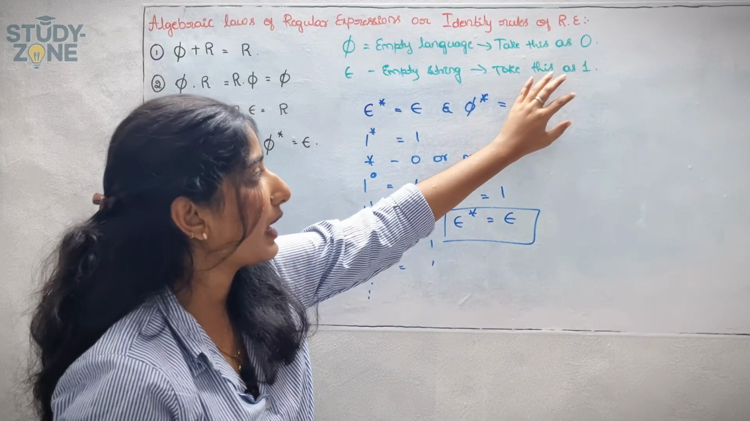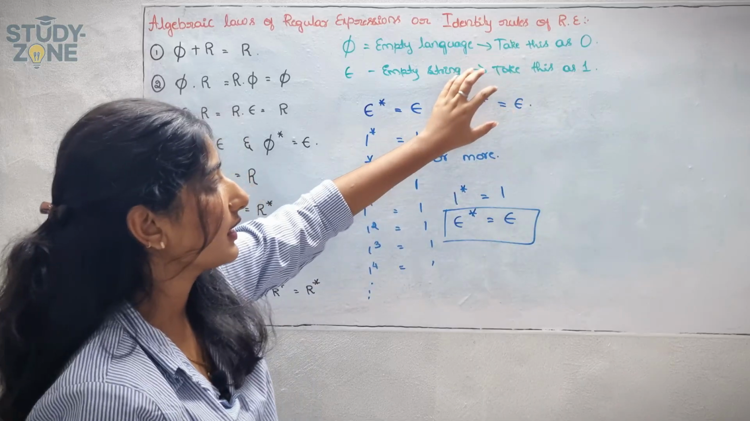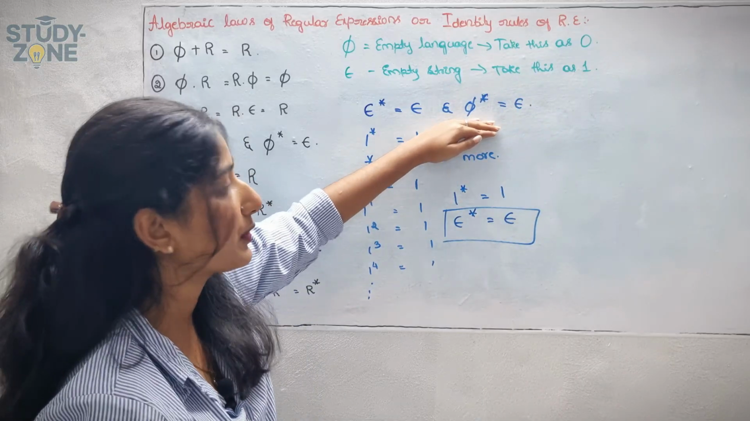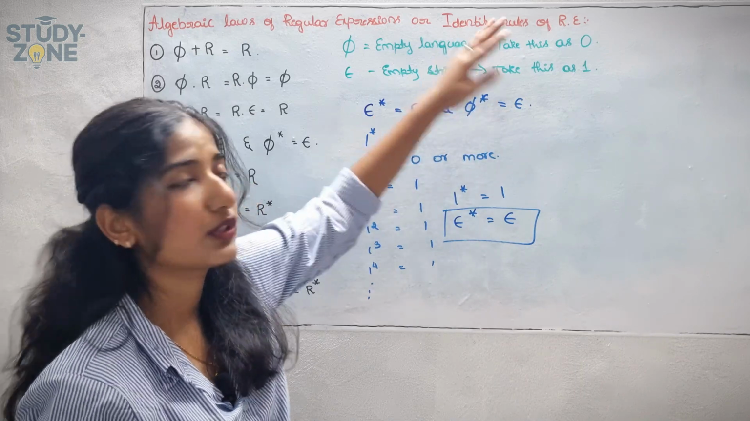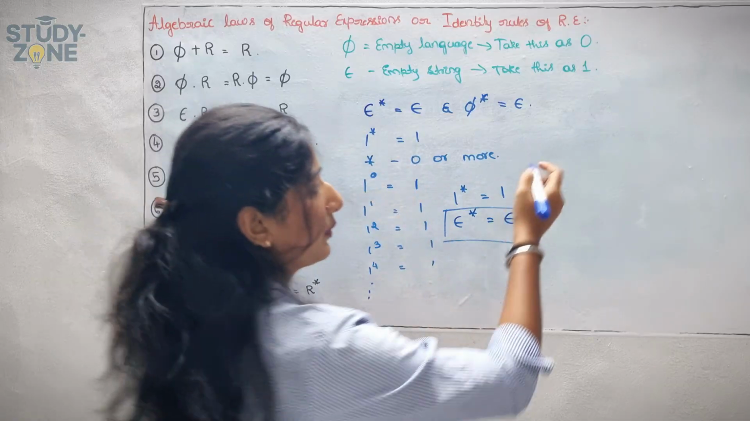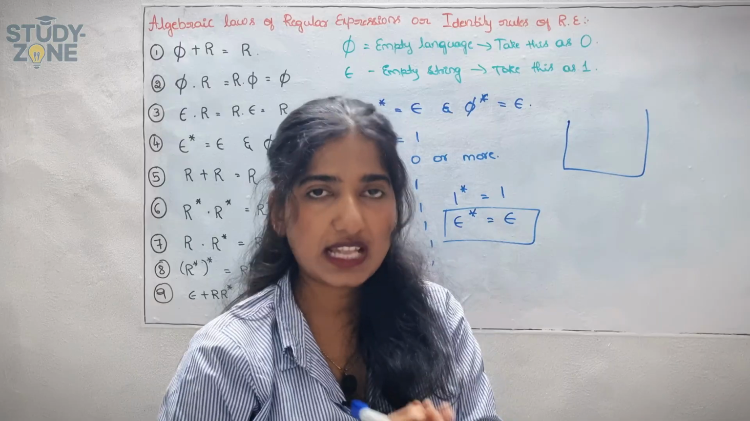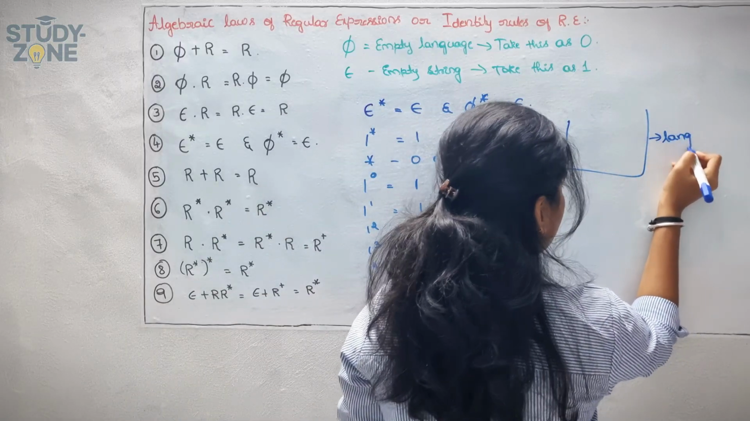So there must be a paper inside the box, but it can be written or cannot be written. So epsilon star will be having paper, which means epsilon null star equals epsilon only. Clear? There will be a box. We call this box a language. Okay, take this box as language.